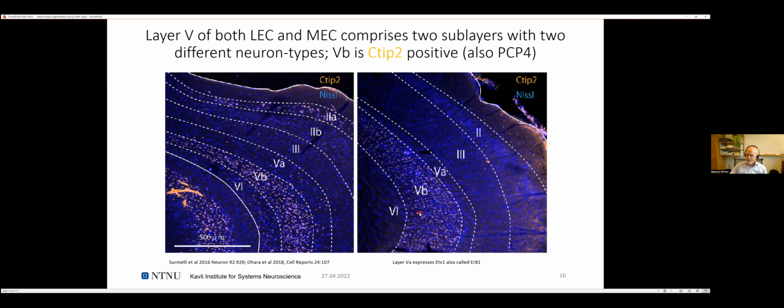So layer 5 that I showed you in the movie conveys hippocampal output to other structures, including cortex and lateral encephalon, and can be subdivided into two layers. So we started to ask, what is the difference between two layers? And can we compare the two layers in LEC and MEC?